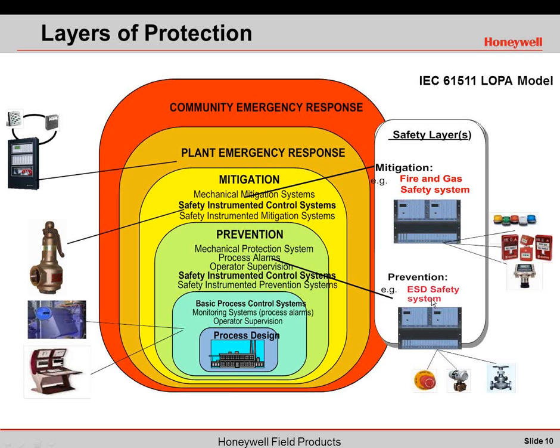So you'll notice that under the prevention layer, we could have an emergency shutdown safety system, which is separate from our process control system as shown here. The mitigation layer could have a pressure safety valve or a fire and gas safety system. So this is referred to as layers of protection or the LOPA model.